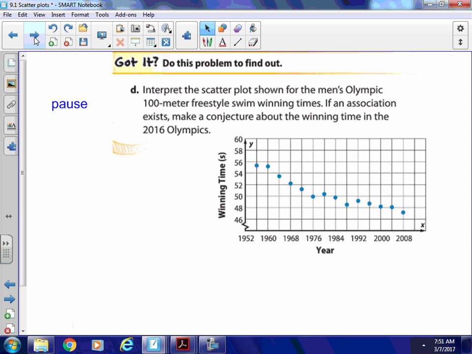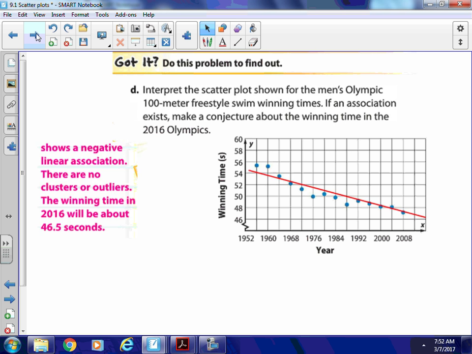All right, now I want you to try this one. You're going to interpret the scatter plot shown for the men's Olympic 100-meter freestyle swim winning times. If an association exists, make a conjecture about the winning time in the 2016 Olympics. Make sure you answer everything.